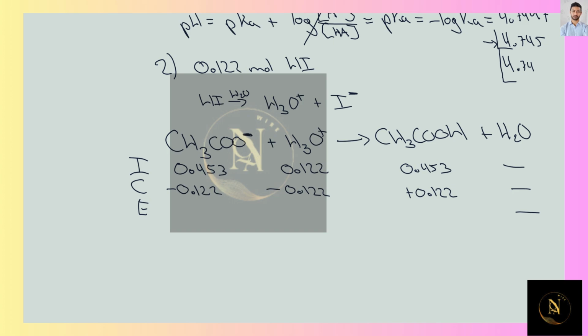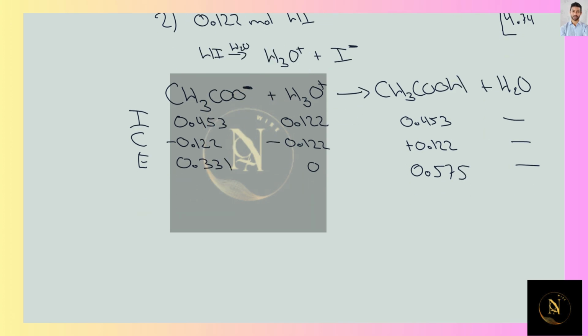And at equilibrium, we're going to have 0.331, 0, and 0.575. That means that we're going to have more acid than the conjugate base, thus the pH is going to be lower than the pKa. And you can verify it by plugging into the Henderson-Hasselbalch equation.